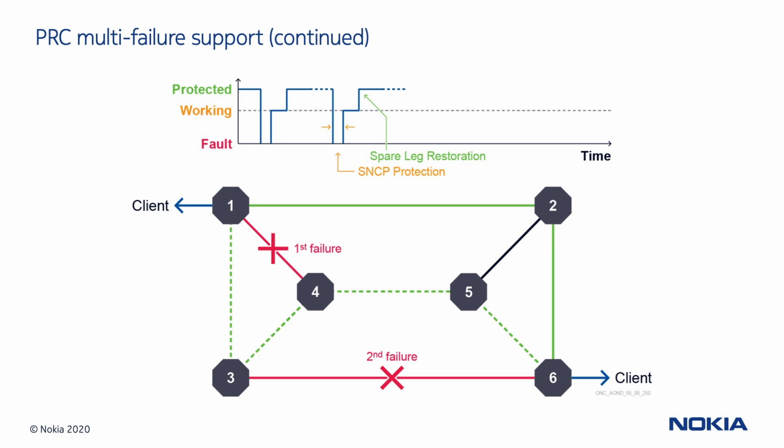For instance, after a second failure happens between nodes 3 and 6, the traffic is switched within 50 milliseconds thanks to SNCP, and the failed leg is restored thanks to GMPLS.